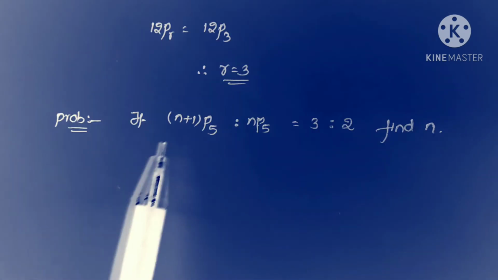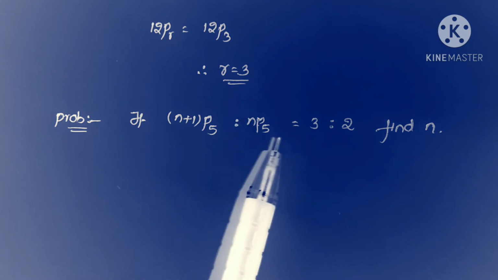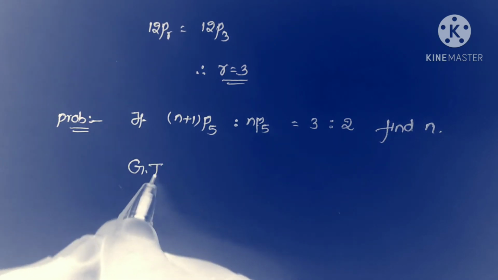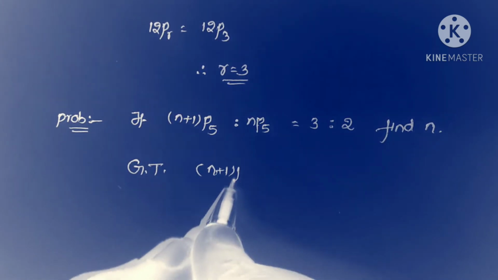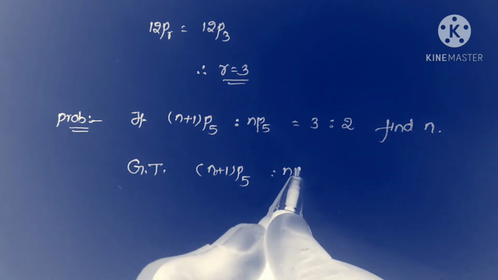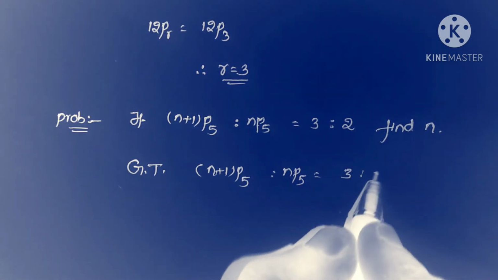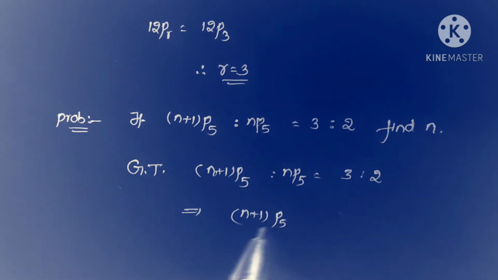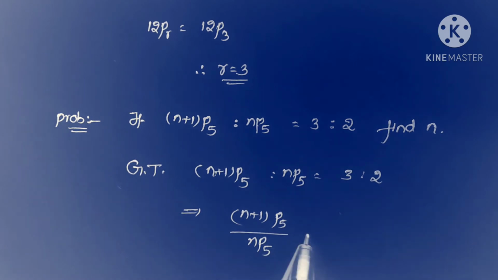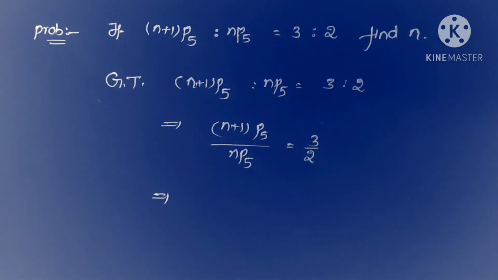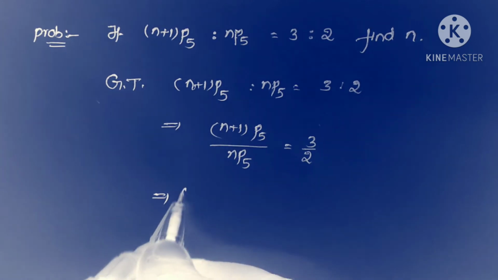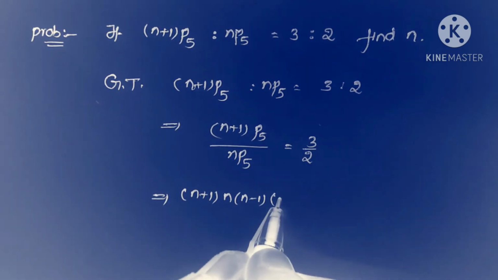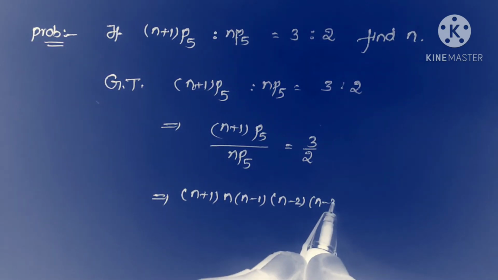That's all. Next problem: if (n plus 1)P5 is to nP5 is equal to 3 is to 2, then find the value of n. So, given that (n plus 1)P5 is to nP5 is equal to 3 is to 2, that is (n plus 1)P5 by nP5 is equal to 3 by 2. Now (n plus 1)P5, expanding that term, is n plus 1 into n into n minus 1 into n minus 2 into n minus 3.